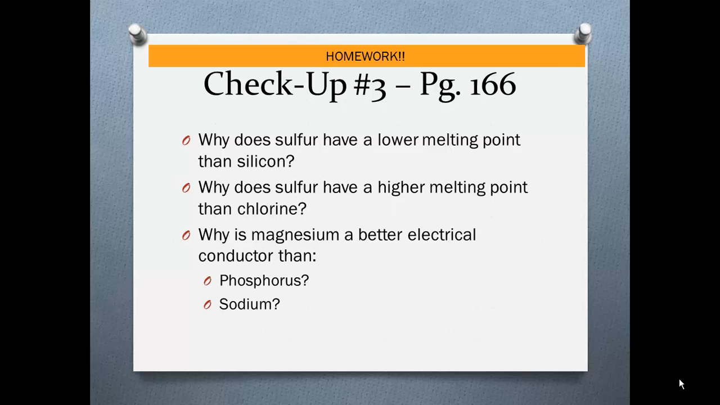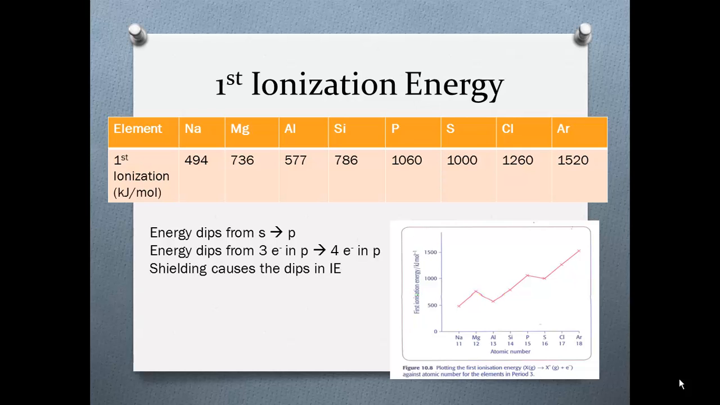All right. Checkup number 3. Why does sulfur have a lower melting point than silicon? Why does sulfur have a higher melting point than chlorine? Why is magnesium a better conductor than phosphorus and sodium?